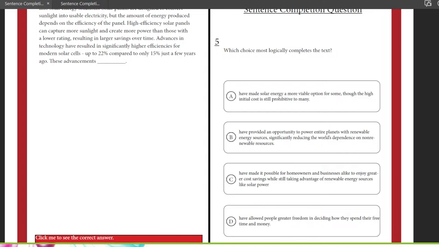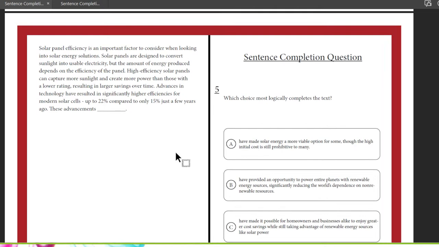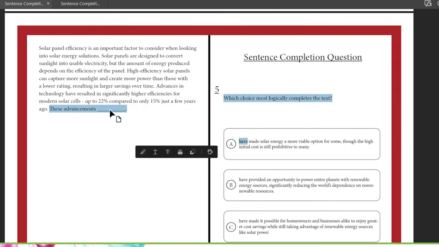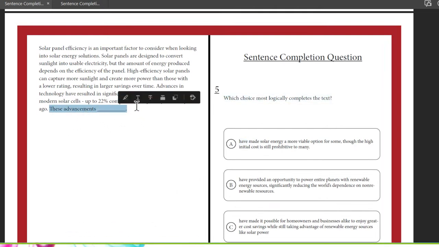All right, we got some variety here. I got some maybes between two options. I got a B, I got a C, I got another B, I got another C. All right, let's take a look at these. So again, I'm looking at this first. I see these advancements and I go, okay, I've got to figure out what the advances are. Oh, it looks like the previous sentence was nice enough to tell me what the advances are.